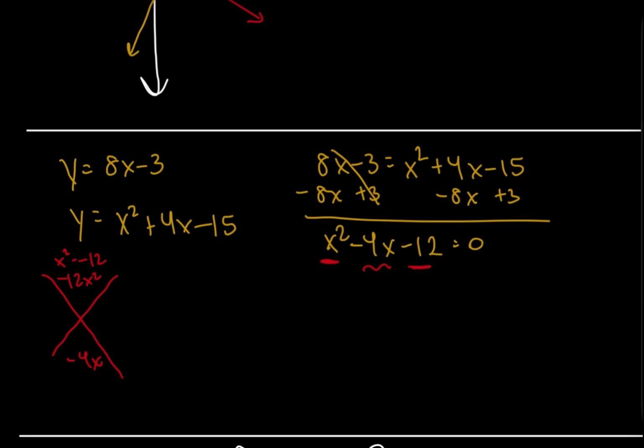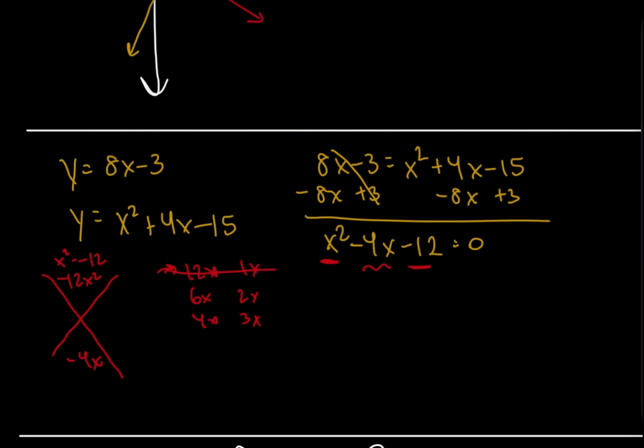Let me list out a few factors. We have 12x and 1x. We have 6x and 2x. We have 4x and 3x. I'm just going to stop there. Since we have a negative, at least one of these has to be negative, and when combined they have to add up to negative 4. So 12x and 1x wouldn't work because these values are too big. Now, 6x and 2x could work.